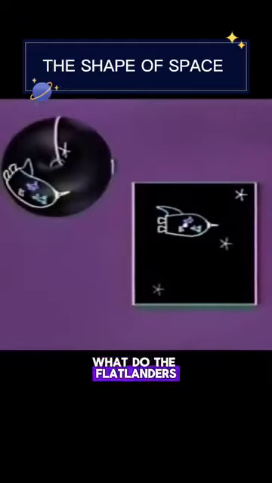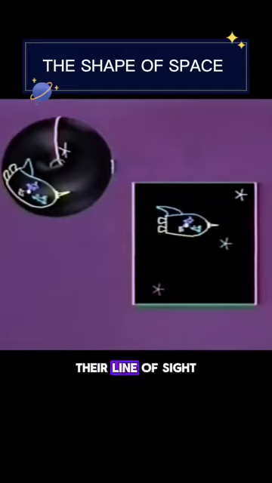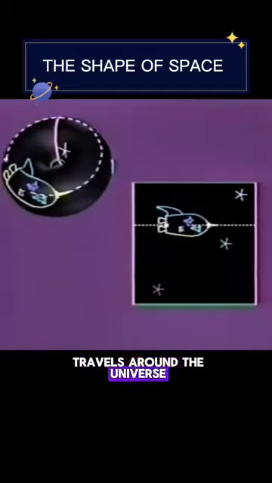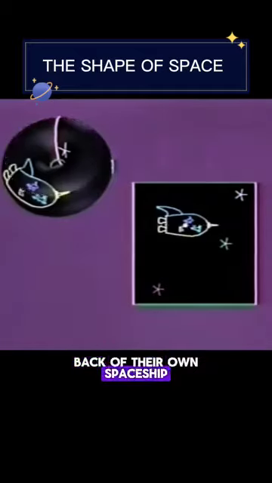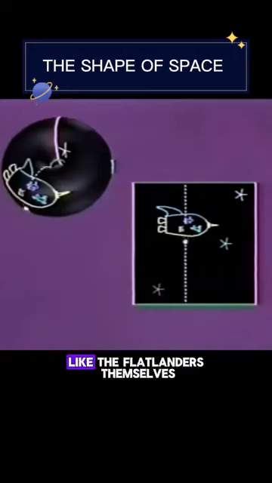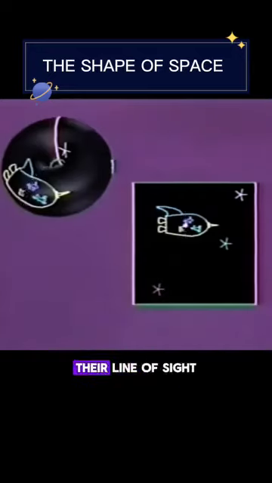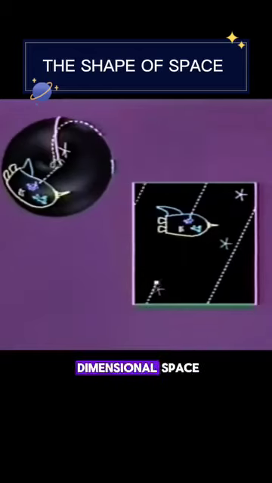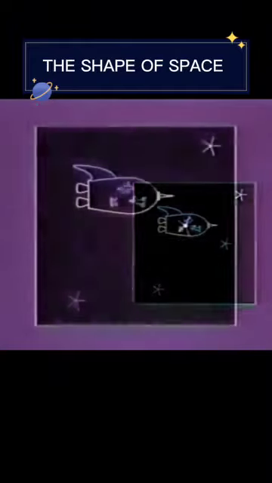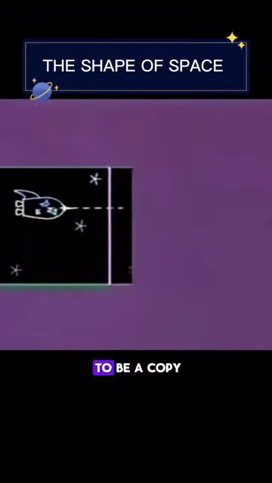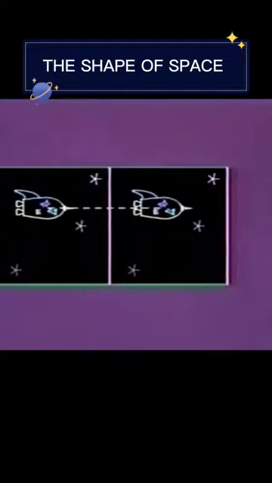What do the Flatlanders see in this universe? Their line of sight travels around the universe, and they see the back of their own spaceship. Like the Flatlanders themselves, their line of sight can't leave their 2-dimensional space. They see what appears to be a copy of themselves.